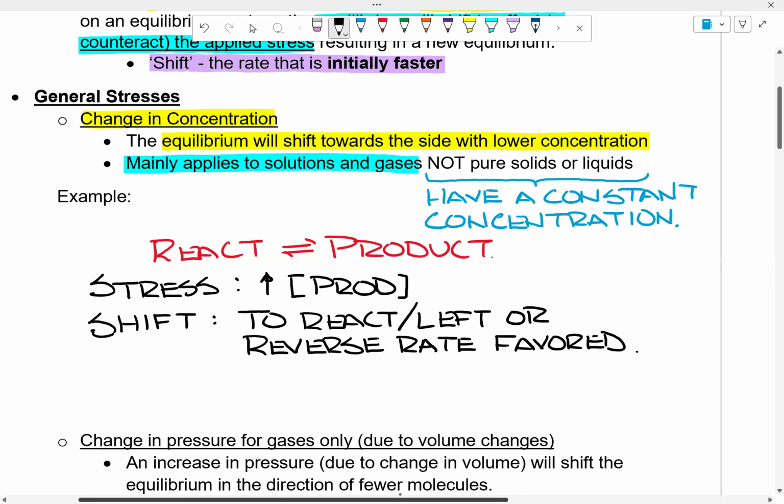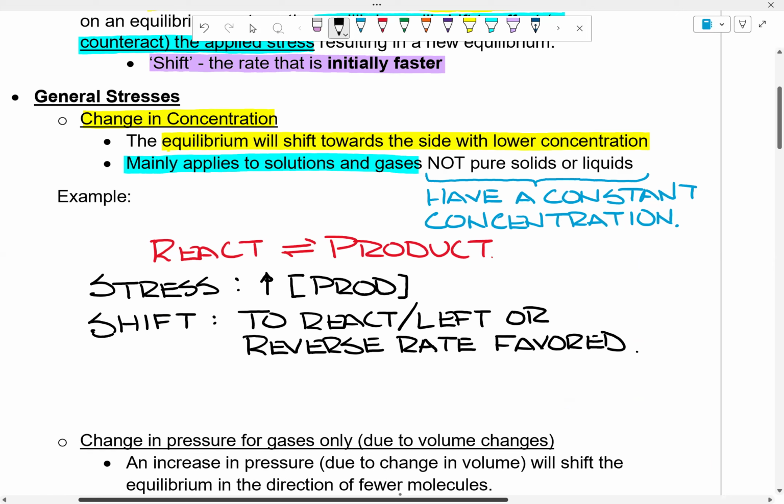Now, if you were in my class for this lesson, what I would have done is taken the water demo and shown you visually what happens when you increase the concentration. I will see if I can find a video on YouTube, and I'll put the video in the description box below. But if not, you can come and see me, and I can demo this idea of increasing the products and the shift to the reactants, to the left, or reverse rate favored.